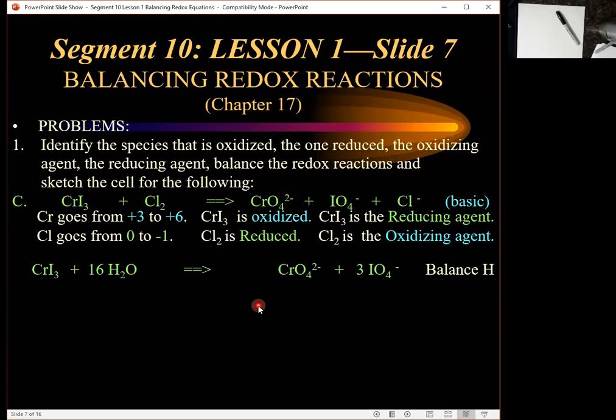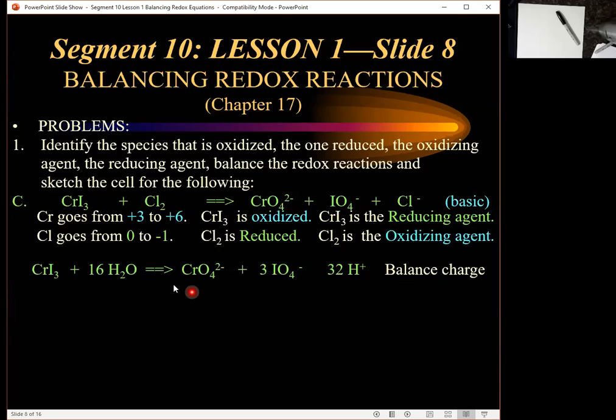Okay, 16. So we need to put 16 waters on the left in order to have a total of 16 oxygens on each side. Now we've got chromium, iodine, and oxygen balanced. We've introduced hydrogen that's not balanced, so we've got to balance hydrogen. We've got 32 on the left, so we have to add 32 hydrogen ions on the right. Now at this stage, all of the atoms are balanced.